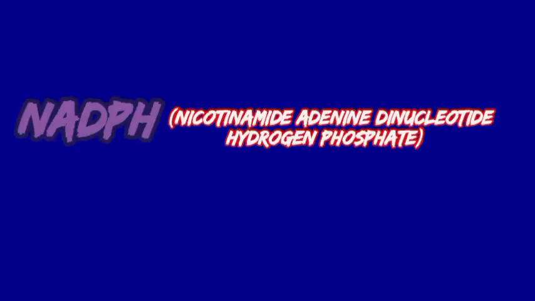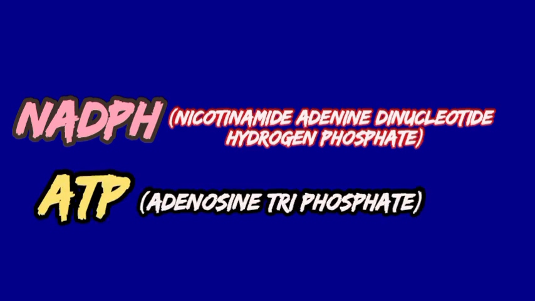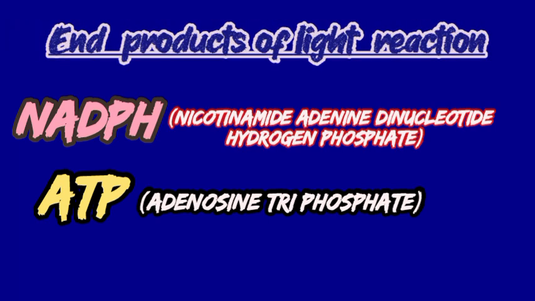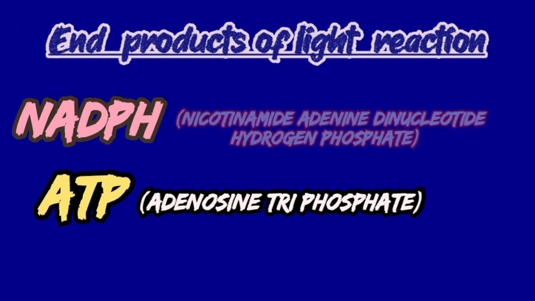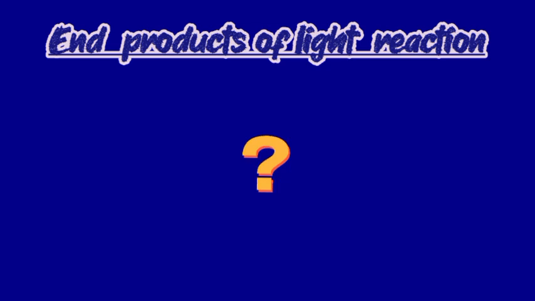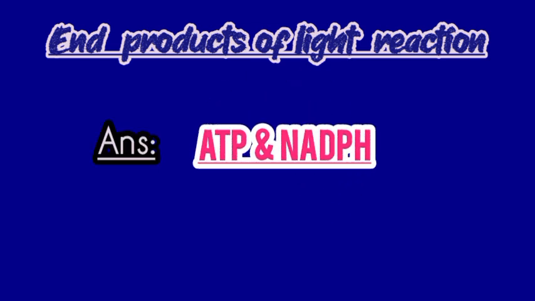Here, coenzyme NADPH stands for nicotinamide adenine dinucleotide phosphate hydrogen, and the energy-rich compound ATP stands for adenosine triphosphate. Of course, these two are the end products of light reaction. In case the question is asked, what are the end products of photochemical phase or light reaction in photosynthesis? You have to answer that those are ATP and NADPH.